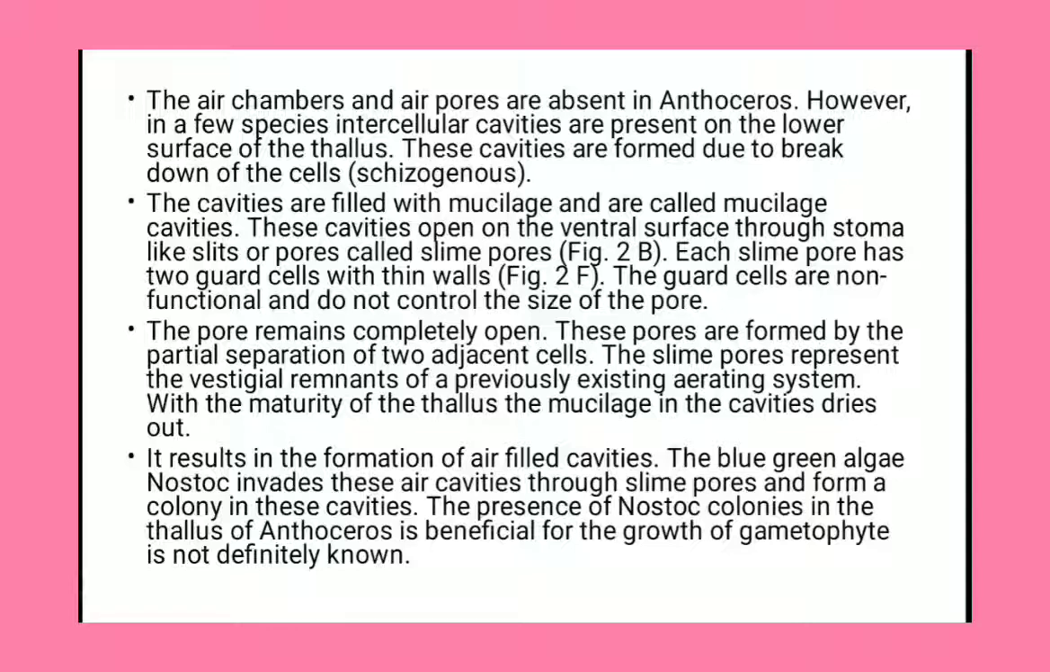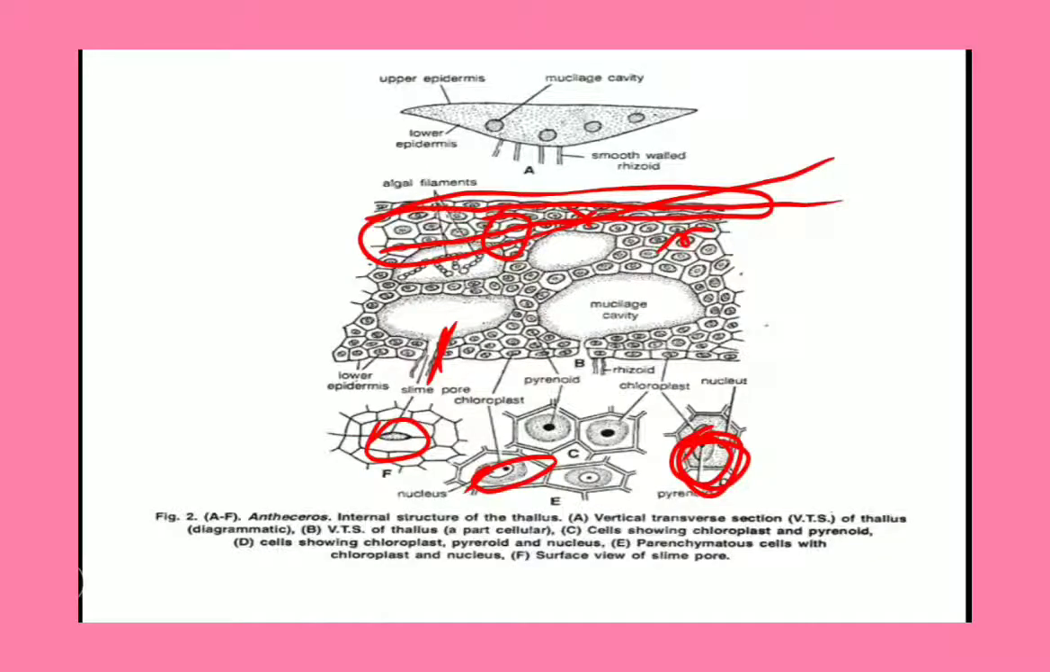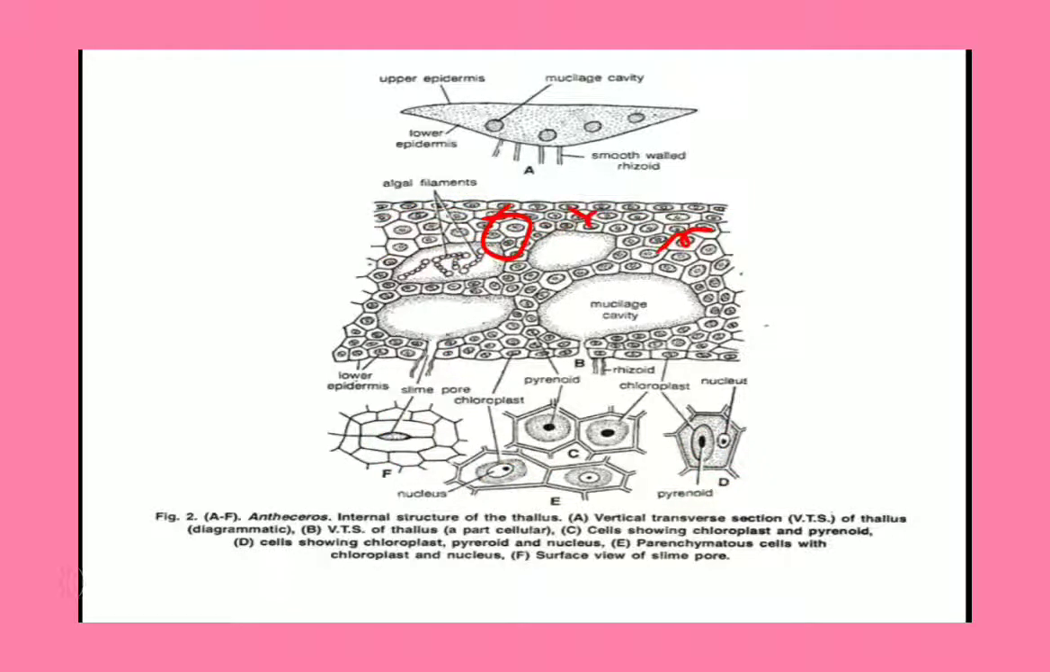In this cavity, the blue-green algae Nostoc is present, and it is beneficial for the Anthoceros gametophytic phase. Okay, this is the figure of the internal structure of the Anthoceros thallus.